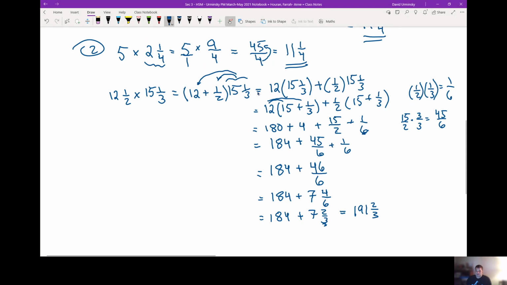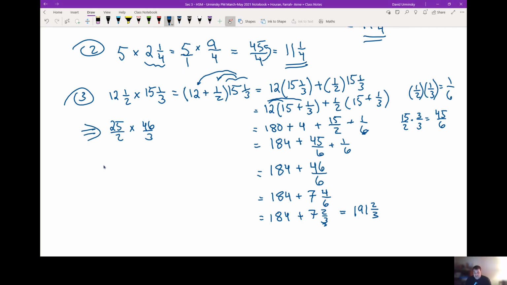Okay, you could have also done this problem a much simpler way, and that would have been, so let's just label that as 3, to change these into just fractions. So that would be equivalent to 25 over 2 times 46 over 3. Then do the multiplication and then simplify. I think this is a much easier way.